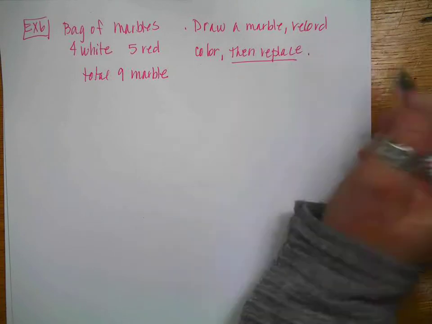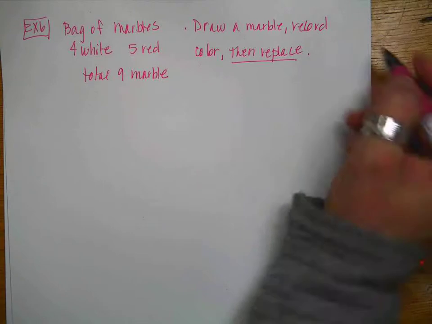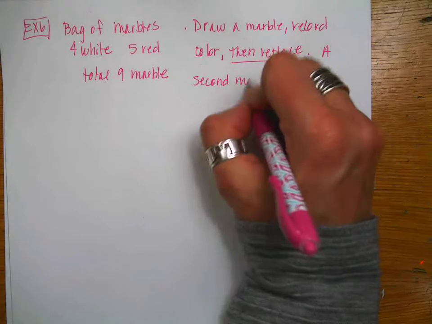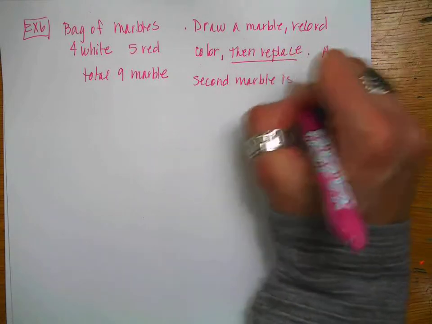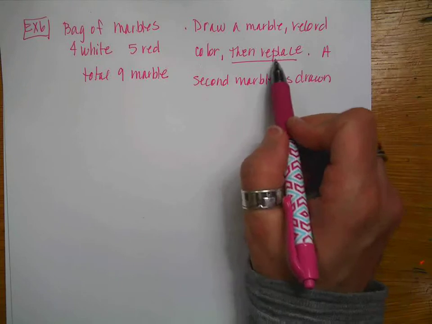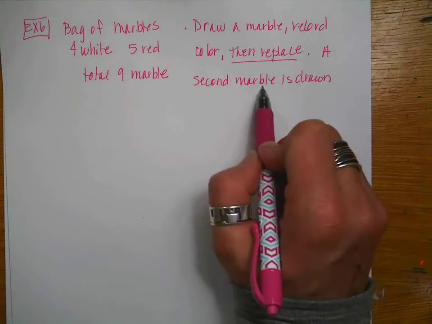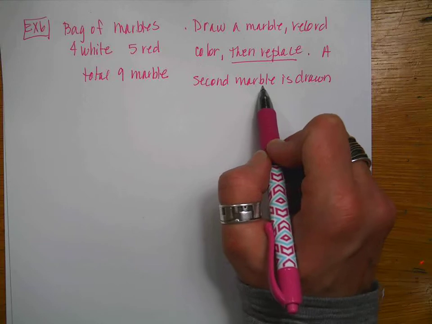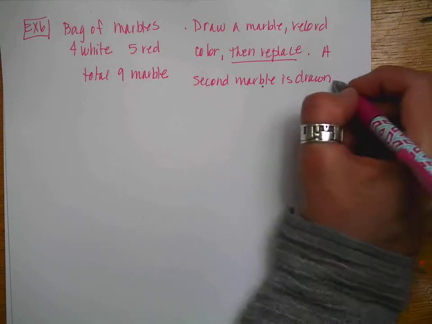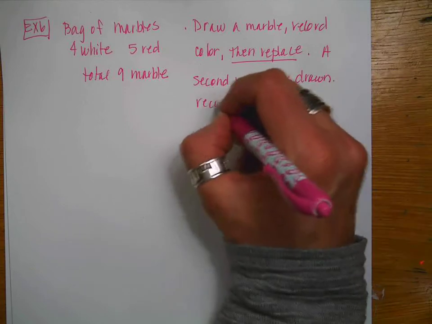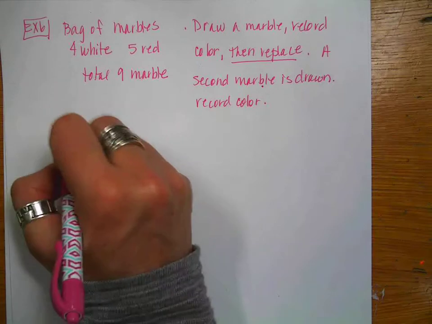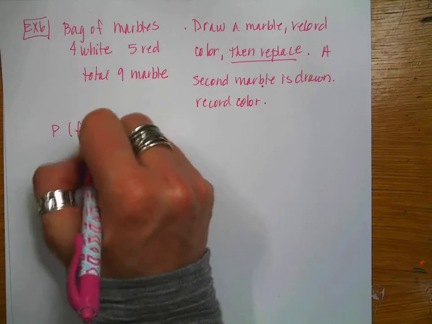and then replace. This is often a really important thing, meaning that I put that marble back in the bag. And then a second marble is drawn. So if we think about what happens when I don't put that marble back in, it changes the probability on the second one because now there would be less marbles. So then the second marble is drawn, okay, and then we're going to do the same thing. We're going to record the color.